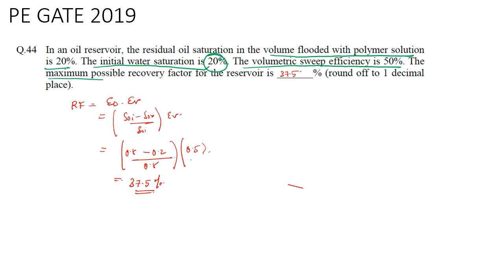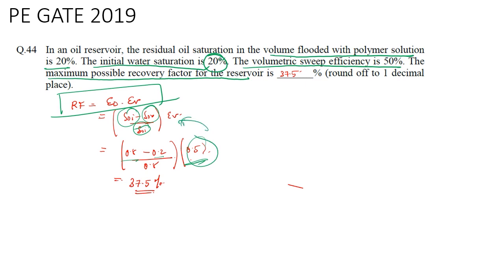The maximum possible recovery factor for these reservoirs has to be found out. As we know, my recovery factor will be the product of displacement efficiency and volumetric efficiency. Now displacement efficiency is equal to initial oil minus residual oil divided by initial oil. As given in the question, 0.8 is the initial oil, minus 0.2, upon 0.8, into 0.5, where 0.5 is my volumetric recovery. So my final answer would be 37.5% recovery factor in this particular case.